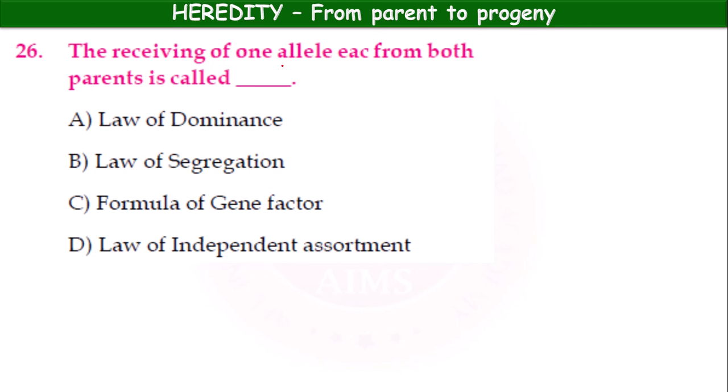The receiving of one allele from both the parents is called law of dominance, law of segregation, formula of gene factor, law of independent assortment. It is the law of segregation. Receiving of one allele character from both parents, it is called a law of segregation.